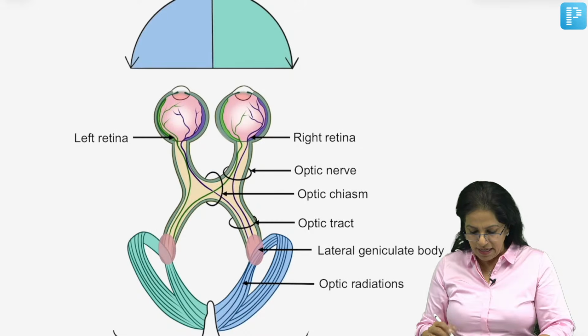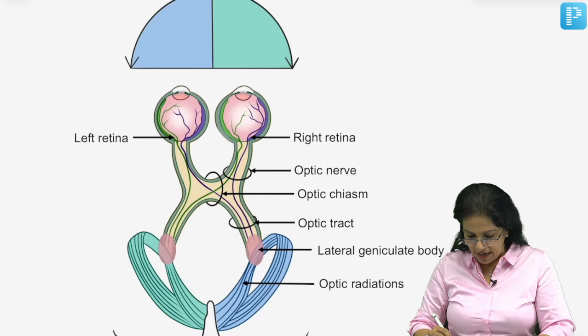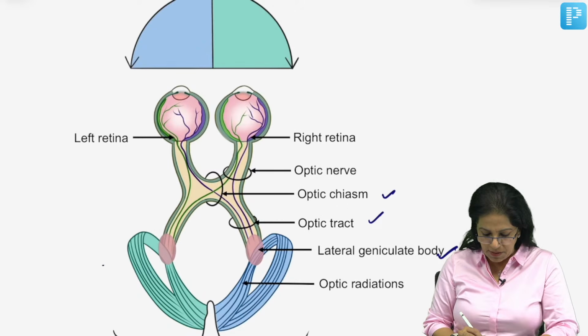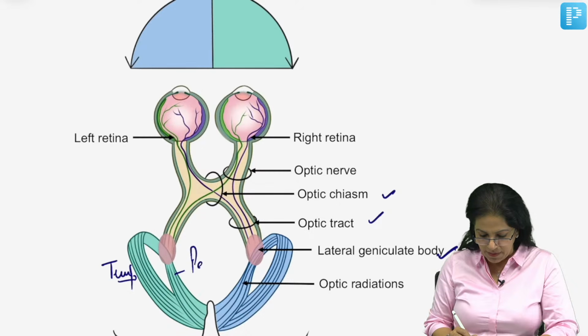After the chiasma is the optic tract, isn't it? Then comes your lateral geniculate body, and these are the optic radiations. This one is passing through the temporal lobe, one is passing through the parietal lobe. Done? And this becomes your visual cortex.